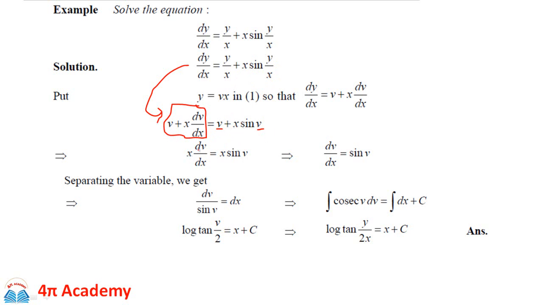So now let us separate the variables. Here it is x into dv by dx, which is equal to, this v minus v gets cancelled off, and therefore we remain with x into dv by dx is equal to sine of v. So now that will be dv by dx is equal to sine of v, and now again separate the variables. So we bring this sine v to the left hand side and this dx to the right hand side, so that will separate the variables. So that will be dv by sine v, and it is equal to dx.